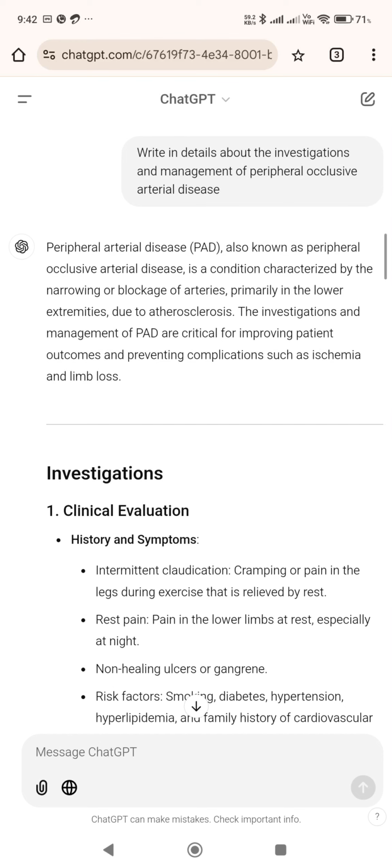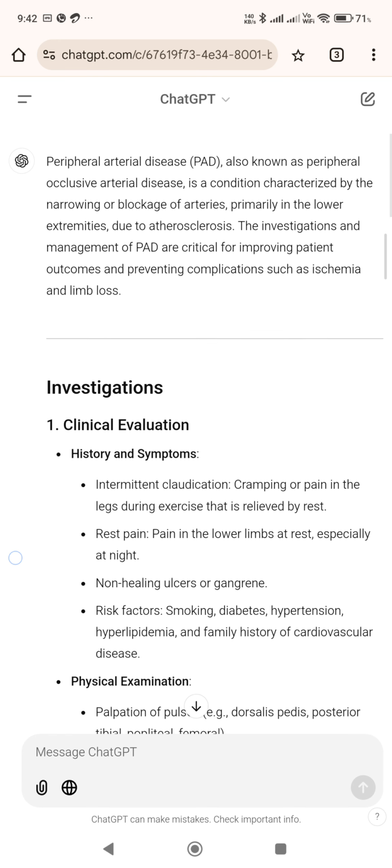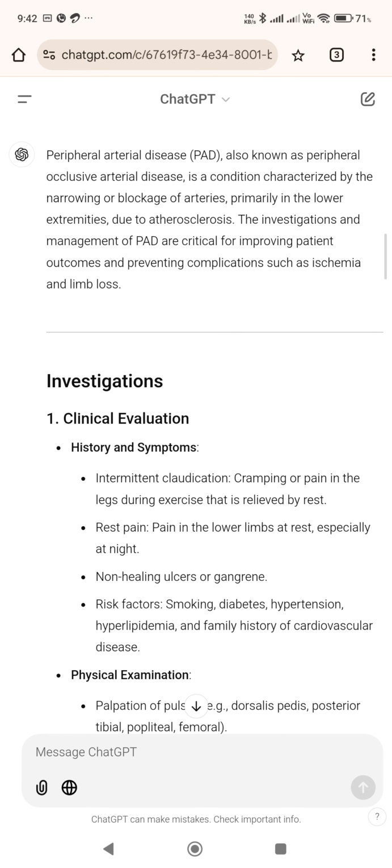Peripheral arterial disease, PAD, also known as peripheral occlusive arterial disease, is a condition characterized by the narrowing or blockage of arteries, primarily in the lower extremities, due to atherosclerosis. The investigations and management of PAD are critical for improving patient outcomes and preventing complications such as ischemia and limb loss.